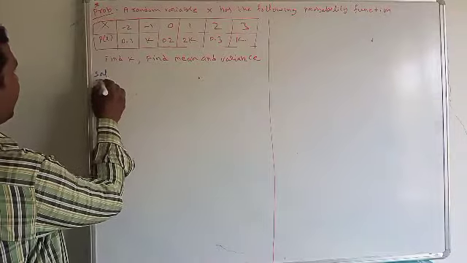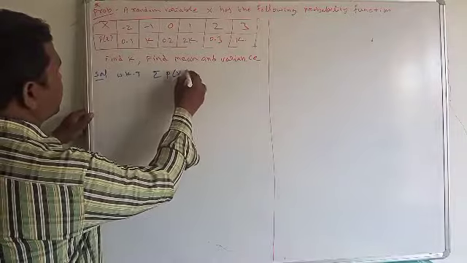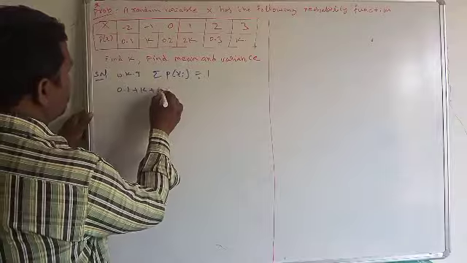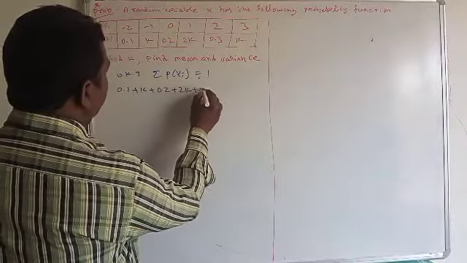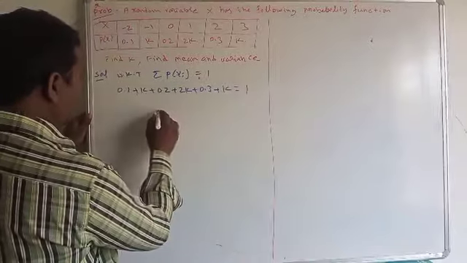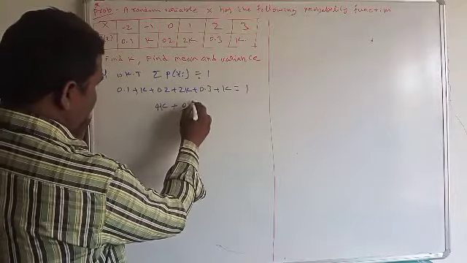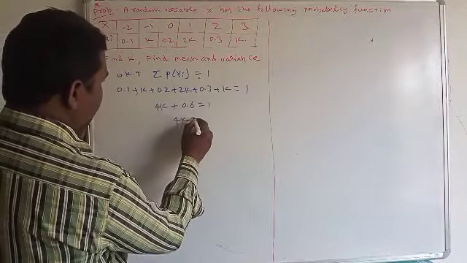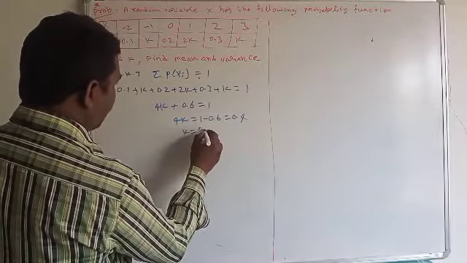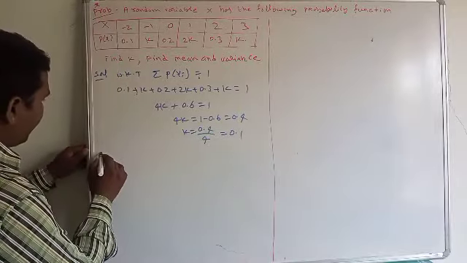First, find k. We know that the summation of probabilities is equal to 1. So 0.1 plus k plus 0.2 plus 2k plus 0.3 plus k is equal to 1. That gives k plus 2k plus k, which is 4k, plus 0.1 plus 0.2 plus 0.3, which is 0.6, equal to 1. So 4k is equal to 1 minus 0.6, which is 0.4, and k is equal to 0.4 by 4. K is equal to 0.1. That's all. Next we have to find the mean.